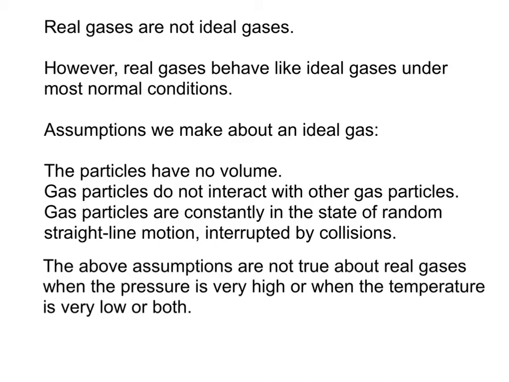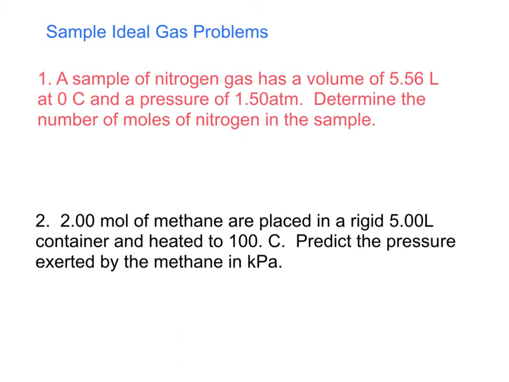All right, now let's go look at those example problems. So here are two sample ideal gas problems. I think if I was you, I would turn over my note sheet and write these down on the back. I don't know whether you have to write it word for word, but at least write the variables that we're working with. So we have a sample of nitrogen gas, which of course the first thing you want to note is that it is N2, not N. It has a volume of 5.56 liters at 0 degrees Celsius, and a pressure of 1.50 atmospheres. And you're asked to determine the number of moles of nitrogen in the sample.